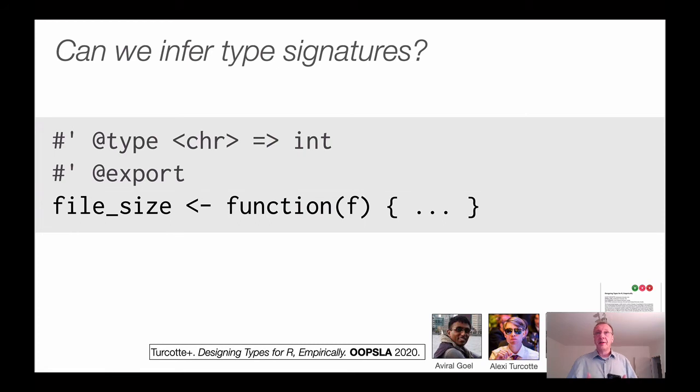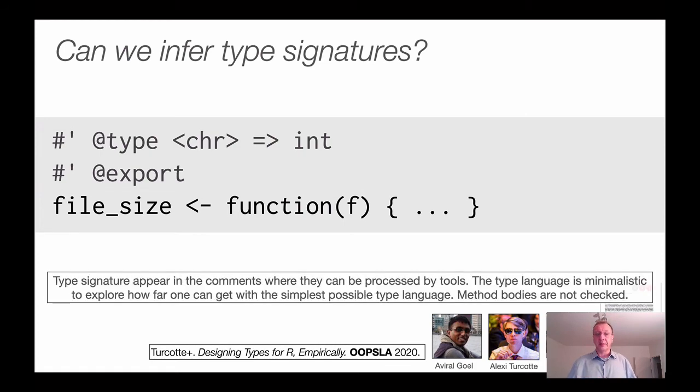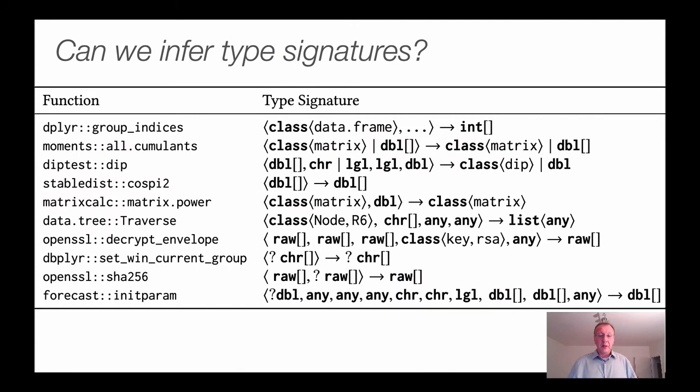And for this exercise, we picked the simplest type language we could come up with, the one that would be the easiest for our developers to accept. I will show you now some example type signatures that we inferred. These are 10 popular library functions, and you can see their type signatures. For instance, the first line, the group indices function from dplyr, takes one argument of class data frame, and then a variable number of extra arguments, and it returns an array of integers. You can see the other signatures in this slide.